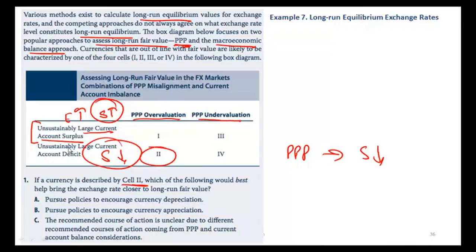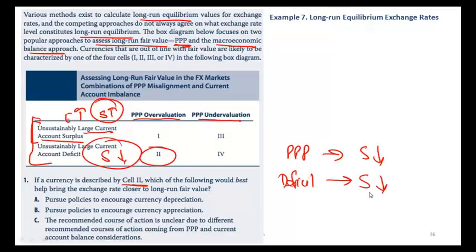If you have a large current account deficit, what's the name of this model? This is the macroeconomic balance approach or macroeconomic balance model. If there is a deficit, then what is predicted to happen to the spot rate? If there is a deficit, then what will a country try to do? It would try to devalue the currency so that imports become more expensive, exports become cheaper, and you come out of your current account deficit.